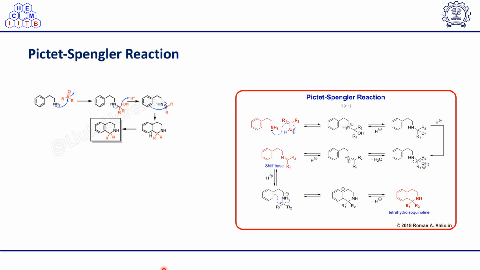Now, the last reaction of today's discussion is the Pictet-Spengler reaction. So, it is a chemical reaction in which the beta-aryl ethylamine, that is this compound, undergoes condensation with an aldehyde or ketone followed by ring closure. Traditionally we use an acidic catalyst in a protic solvent with heating, and it is considered a special case of the Mannich reaction, which follows a similar reaction pathway.